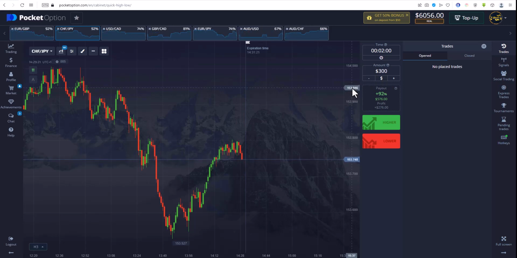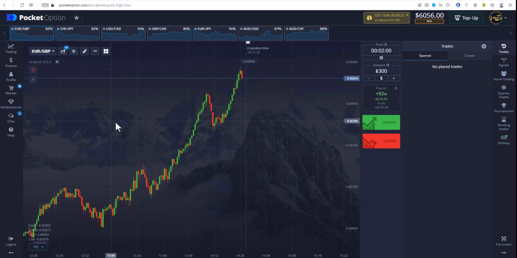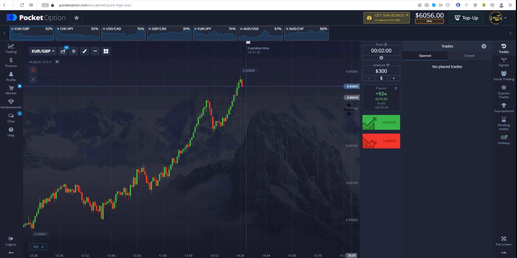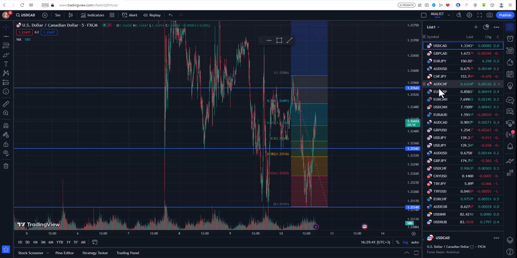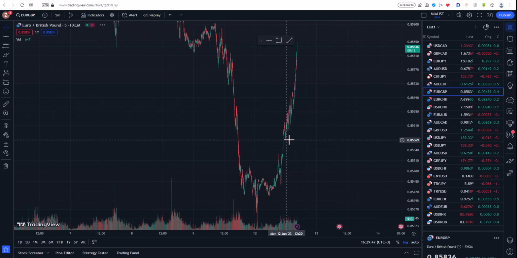Alright, let's move on to the pairs. And I can see some good percentages on just two of my favorites. Let's pick something from them. And what we can see, we have some setups for this pair, and let's find them on TradingView. I see a beautiful movement.